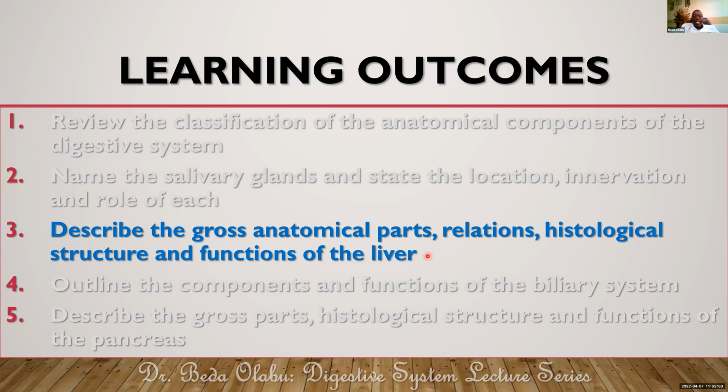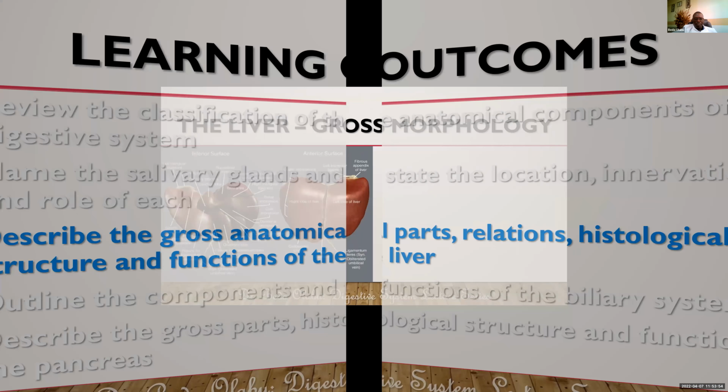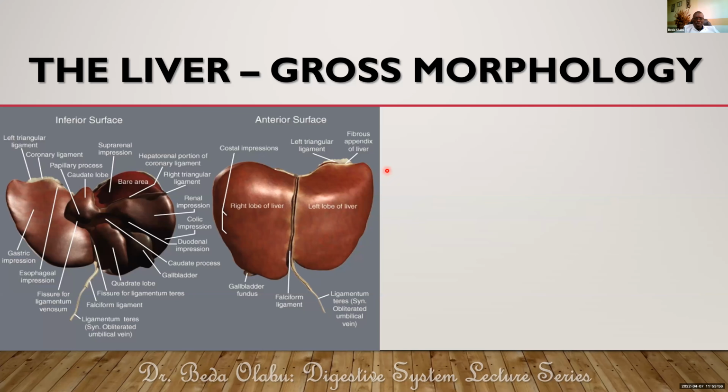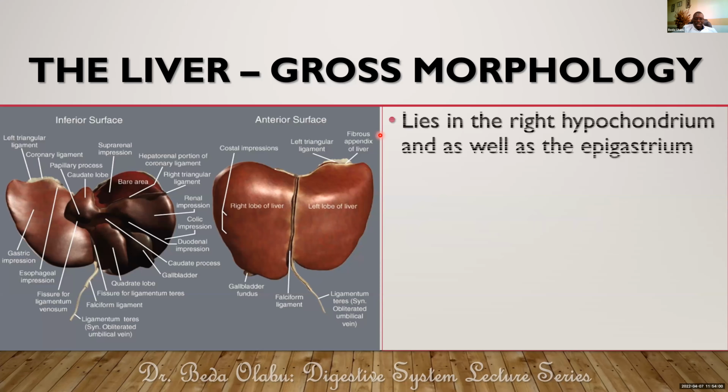We can pick the next organ, the liver. In terms of gross morphology, we can talk about the location first. The liver lies within the right hypochondrium as well as within the epigastrium. I believe you are already aware which part of the abdominal cavity we are calling the right hypochondrium and which part we are calling the epigastrium.